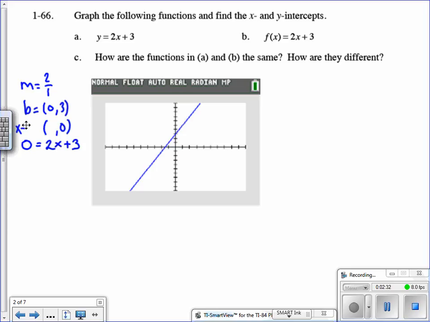Please ignore the thing on the side. I don't know why it keeps popping up there. I don't want it to, but it does anyway.